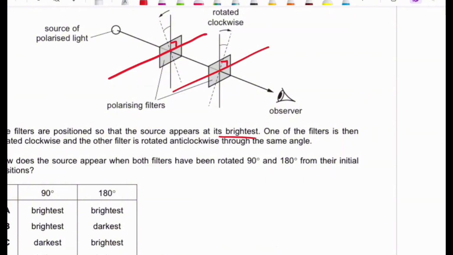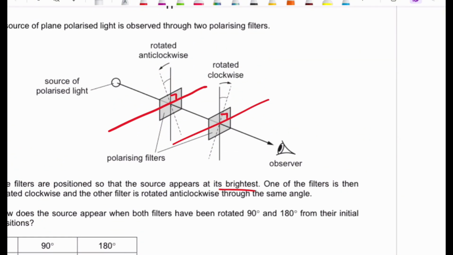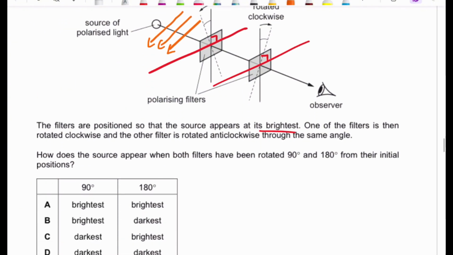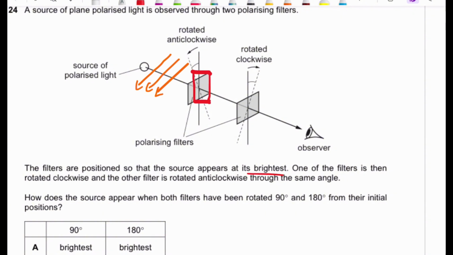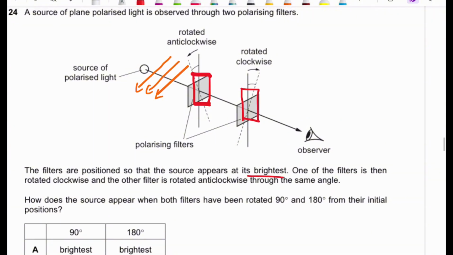And it's appearing brightest. What does this tell me about my light? It tells me that my light is actually horizontally polarized. So my light is coming like that, horizontally polarized, right? But the first thing is I'm going to rotate my filter 90 degrees from the initial position, right? One of them I'm going to rotate clockwise. The other one I'm going to rotate anti-clockwise. So if I rotate this anti-clockwise, it's going to be like that. If I rotate this clockwise 90 degrees, it's also going to be like that, right? But my light is coming in horizontally. If it tries to enter there, the polarizer says you can't pass through, no light goes through.